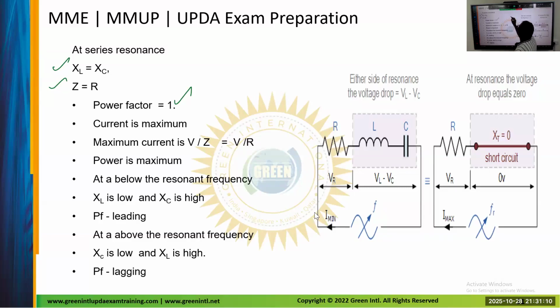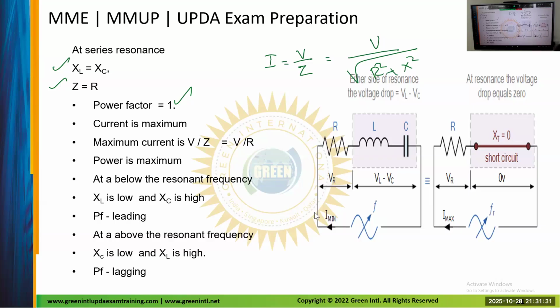Current. What is the formula for the current? I is equal to V by Z. What is the Z? Z is the root of R square plus X square. Correct? At resonance, this is the formula for any frequency. At resonant frequency, the X value becomes 0.